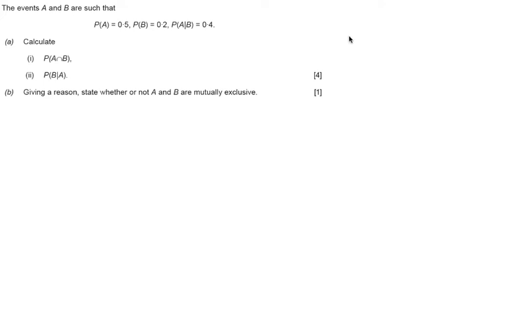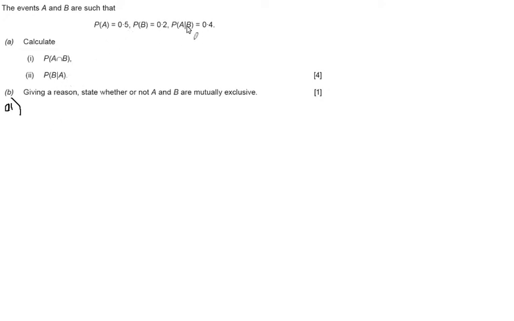Okay, so we have the question: the events A and B are such that the probability of A is 0.5, the probability of B is 0.2, and the probability of A given B is 0.4. Initially we are asked to calculate the probability of A intersect B. So, part 1.